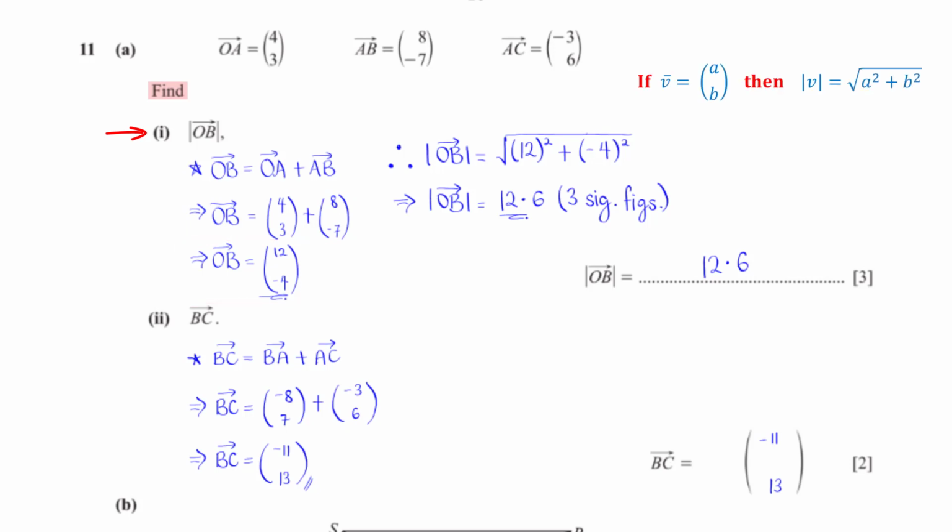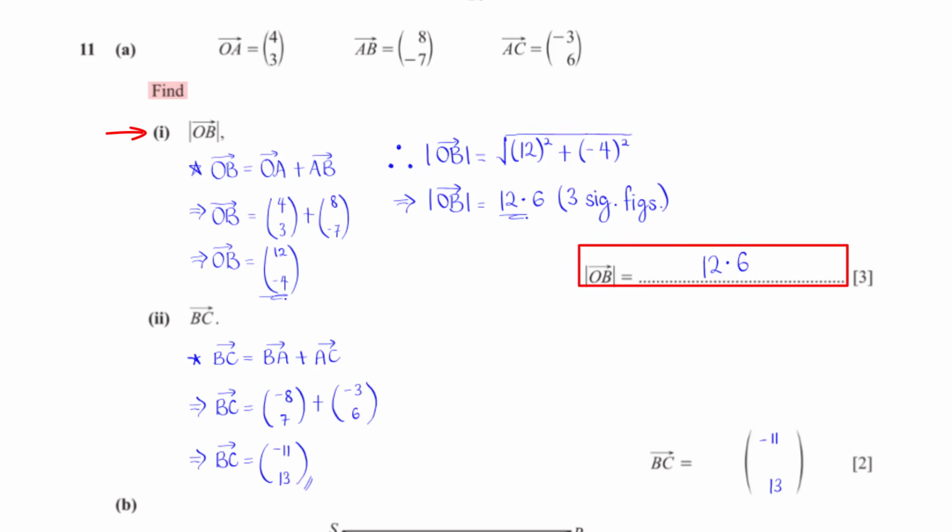By applying the magnitude of a vector formula, the magnitude of OB is the square root of 12 squared plus negative 4 squared. This is equal to 12.6 rounded to 3 significant figures.